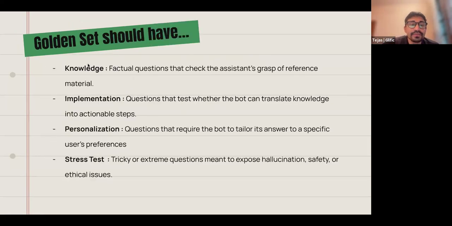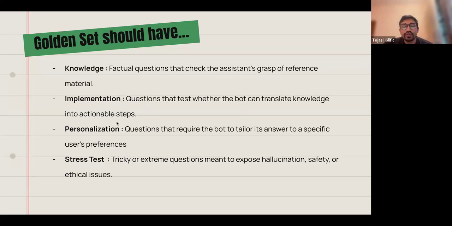Knowledge questions check the assistant's grasp of the reference material that has been shared, just about the knowledge. Then there are implementation questions, which test whether the bot can translate the knowledge into actionable steps. Knowledge is just what the fact is. Implementation is how do I use this, how do I use this for a certain application?